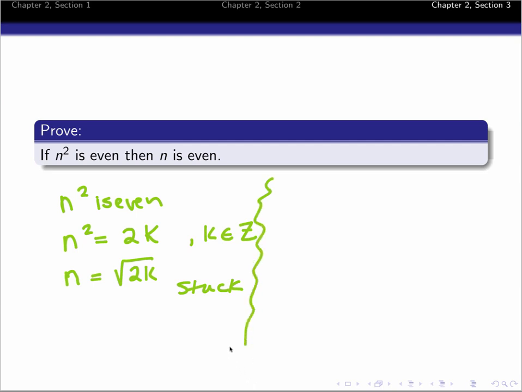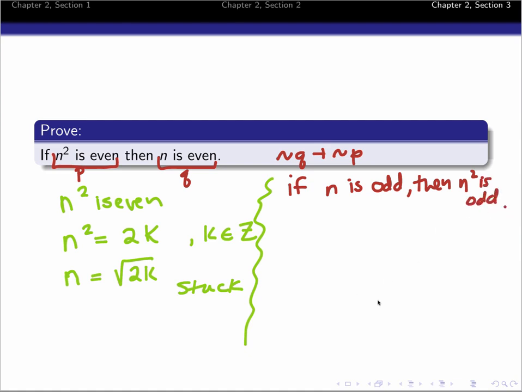So let's think about how else we might approach it. Another method, if that doesn't work, is that you usually try the contrapositive. So the contrapositive of this statement, so think about n squared even, that's our p. n is even is the q. So the contrapositive is not q implies not p. So if n is not even, or if n is odd, then n squared is odd. So we know that the contrapositive is logically equivalent, so if I can prove the contrapositive is true, then my original statement is also true.